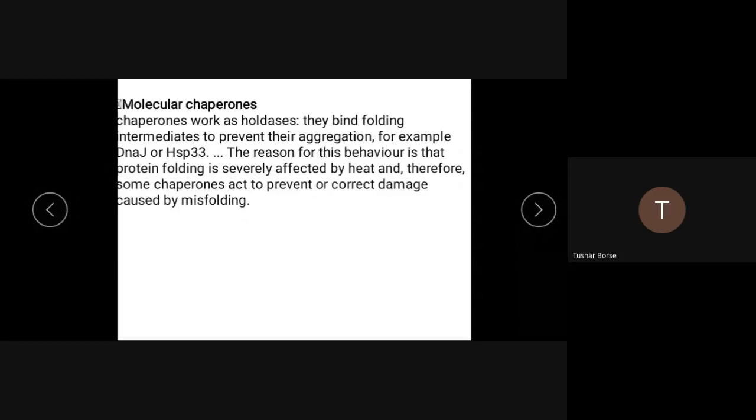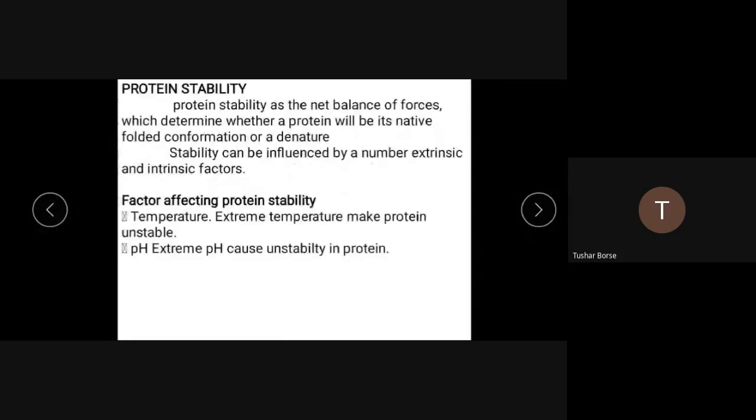They work as holders. They bind holding intermediates to prevent their aggregation. Well-known examples of chaperones are DnaJ, HSP33 or GroEL. The reason for this behavior is that protein folding is severely affected by heating, and therefore some chaperones act to prevent or correct damage caused by misfolding.